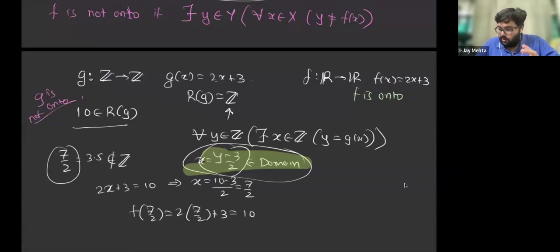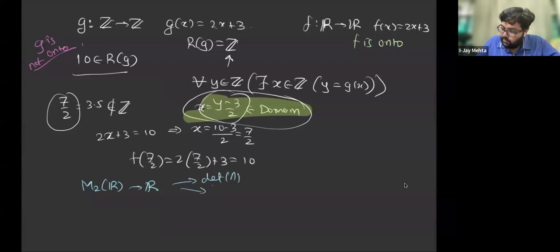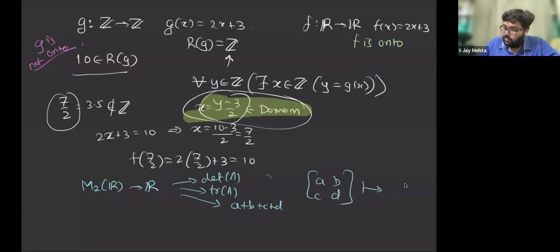Good. So yesterday you must have taken some examples, right? If you could not discuss, then you should discuss today. So functions like this, you have taken functions from 2 cross 2 matrices to R. You take determinant of A, trace of A, and then A plus B plus C plus D for A, B, C, D going to a real number. So these are all the possibilities you gave. Check whether those functions are onto or not.